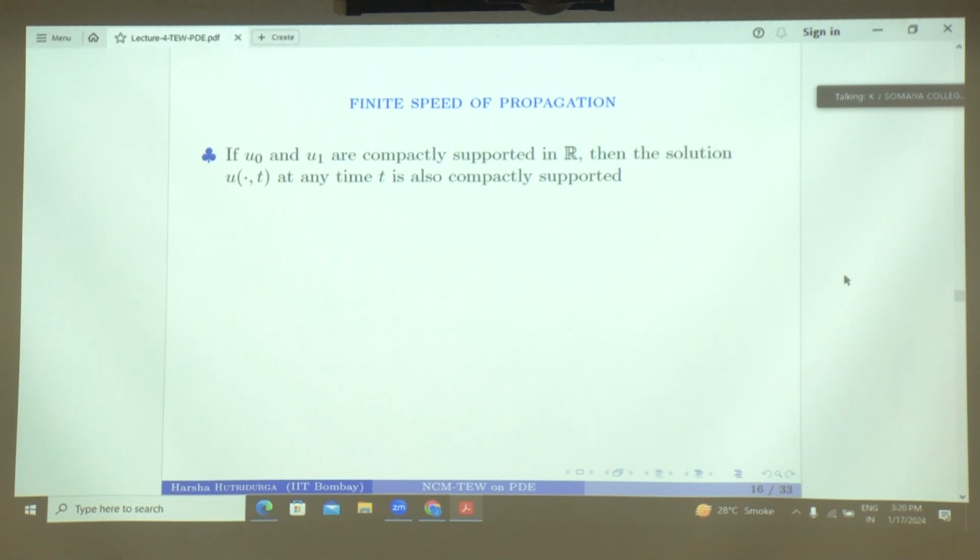That means you are giving certain information at the initial stage, and that information is being propagated at a finite speed. It does not go at an infinite speed. Unfortunately that is what happens with the heat equation. Even if you give some data in an interval like minus epsilon to epsilon, where epsilon could be 0.1, your solution will feel that effect forever. The heat equation has that drawback, in fact, and we'll see that.